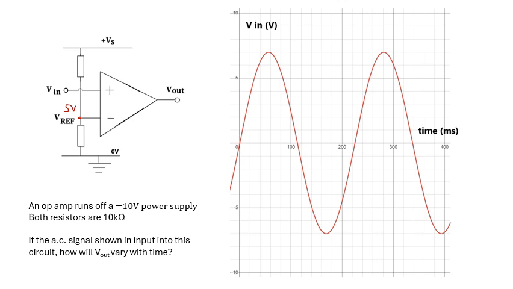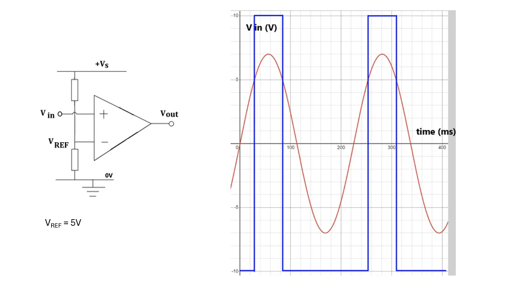Yes. And so basically, anywhere that V in is bigger than 5 volts, the output is going to be plus Vs. Otherwise, it will be minus Vs. So my output voltage will be this. Yes. So V ref is 5 volts. If it's above V ref, it's plus 10. If it's less than V ref, it's minus 10.